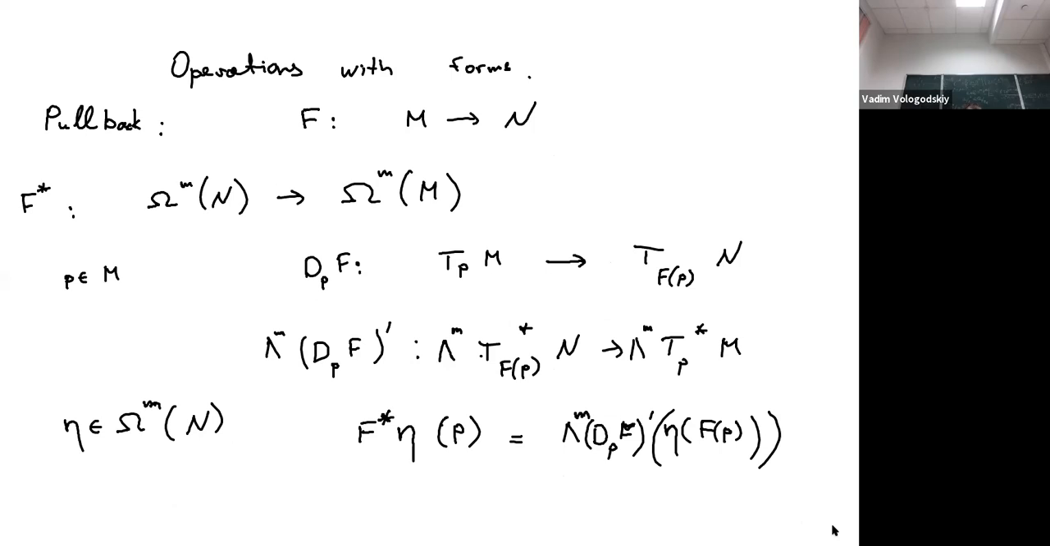So here is another example. Let's take for M the circle S1. Again, H0 is R. That's not very interesting. And let's just compute H1. So we have a very explicit description of one forms on S1. This is f times d theta.